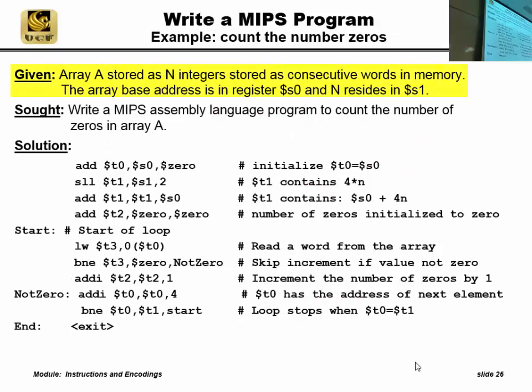So here is a cool one. We have n integers stored in consecutive words of memory. The array base is S0 and n, which is the number of words, is in S1. Write a MIPS assembly language program to count the number of zeros.